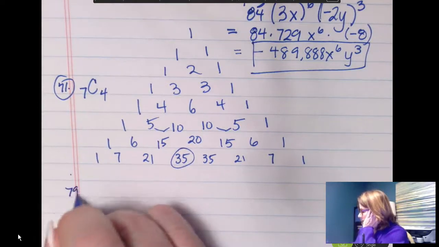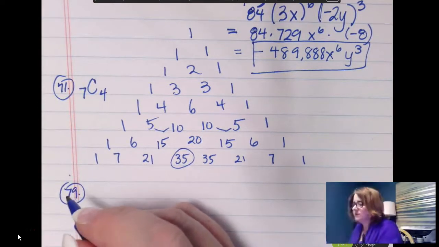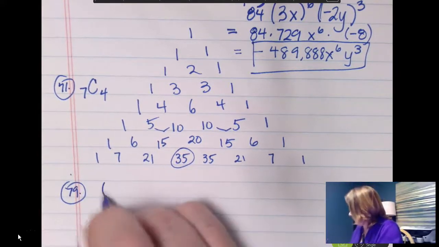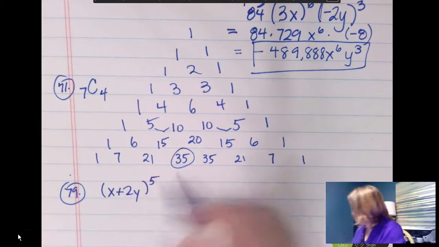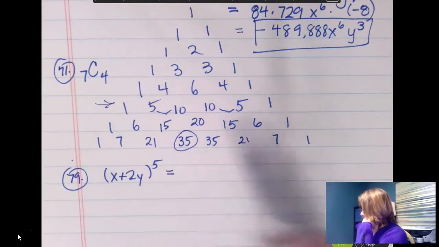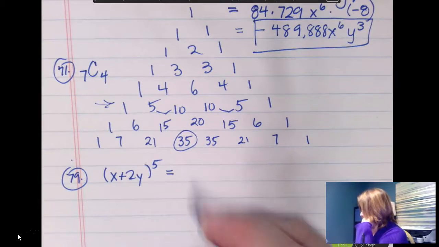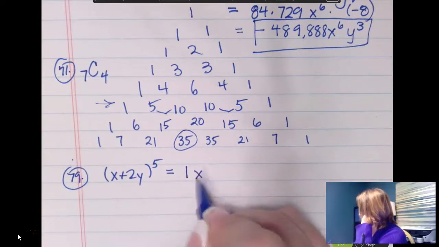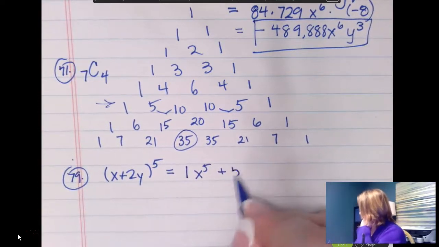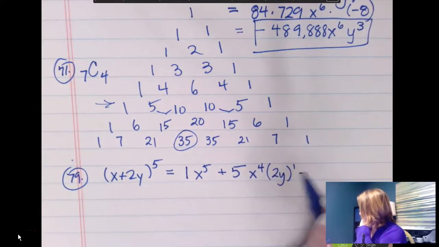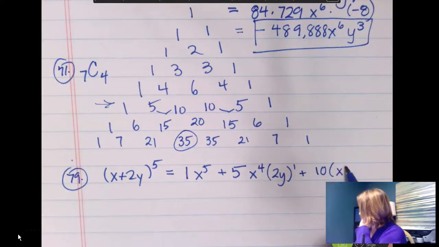And then number 79, you're just being asked to expand the binomial by using Pascal's triangles. So that's going to be x plus 2y to the 5th. And so we're just going to take our 5th row, and we are going to go ahead and work it out. So we've got a 1, and then x to the 5th. I've got a 5, x to the 4th. Then times 2y to the 1st. I've got 10 times x to the 3rd times 2y to the 2nd.